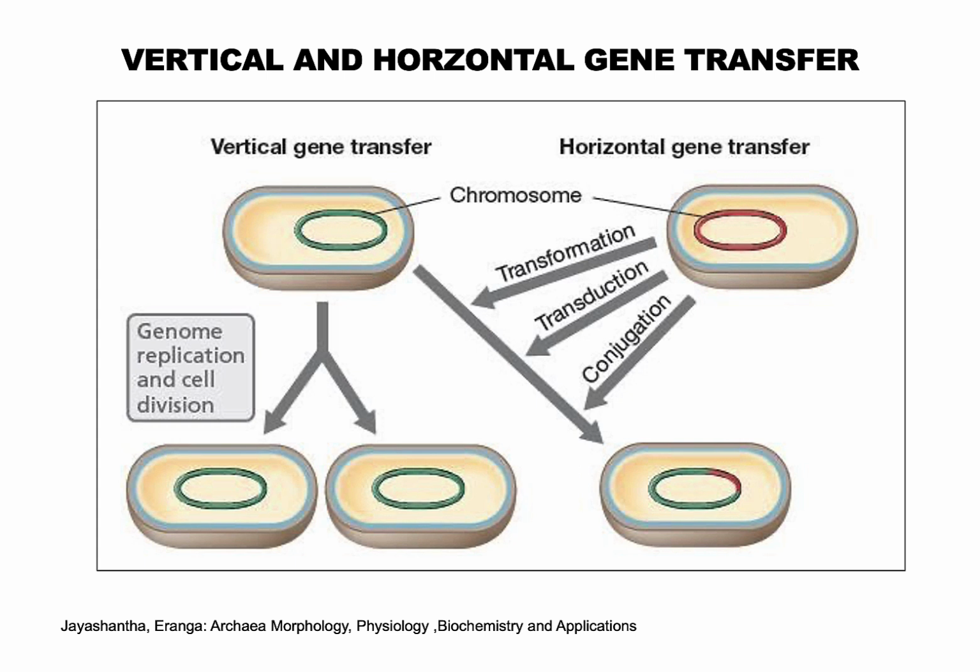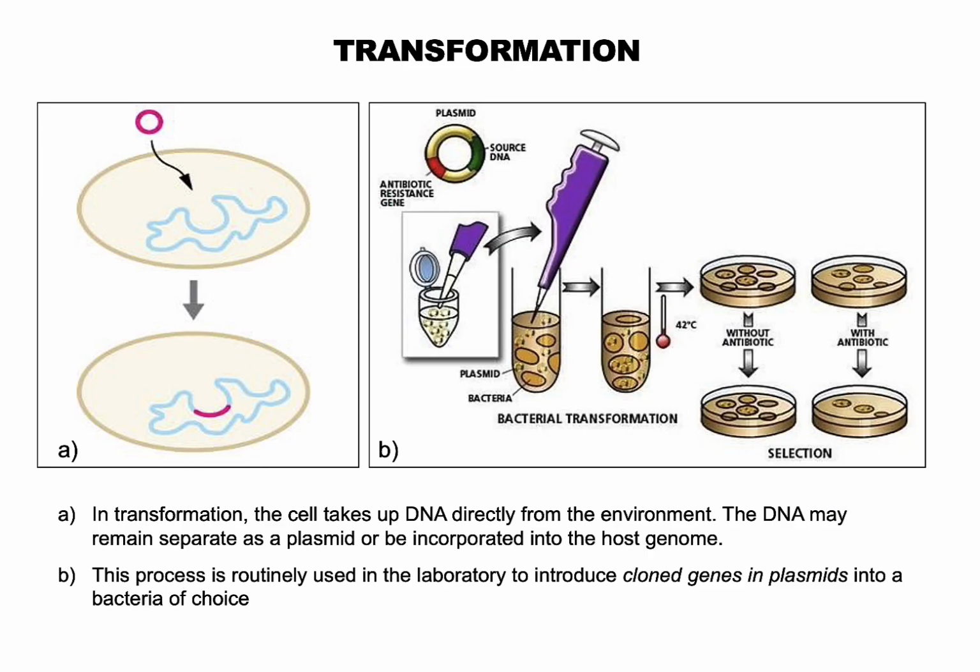HGT in prokaryotes is known to occur by three primary mechanisms: transformation, where naked DNA is taken up from the environment; transduction, where genes are transferred between cells by a virus; and conjugation, which uses a hollow tube called a conjugation pilus to transfer genes between cells.